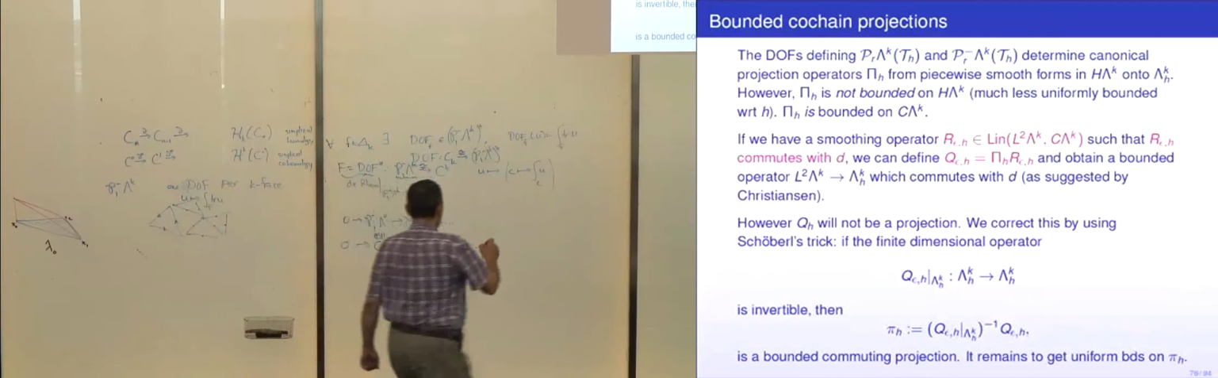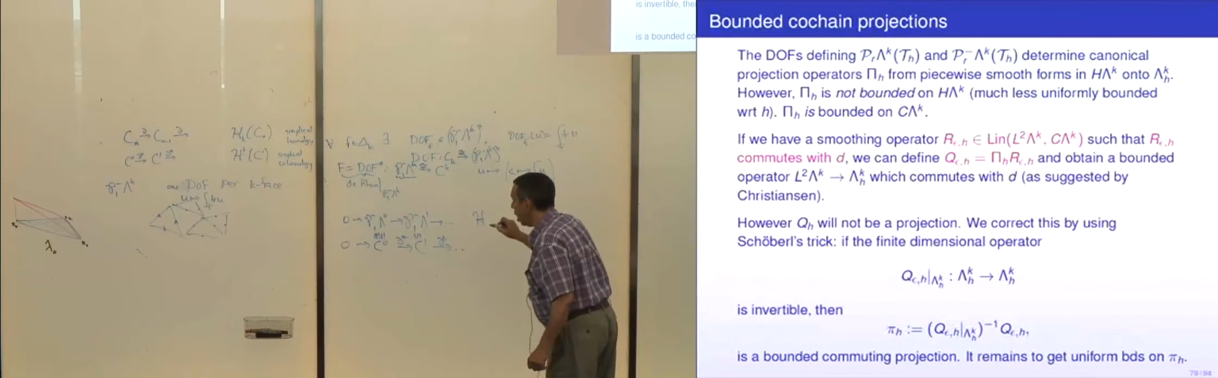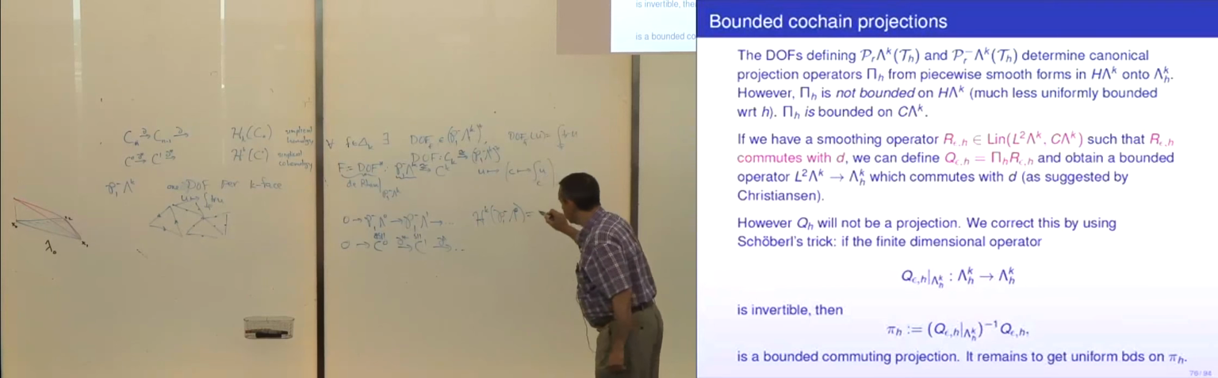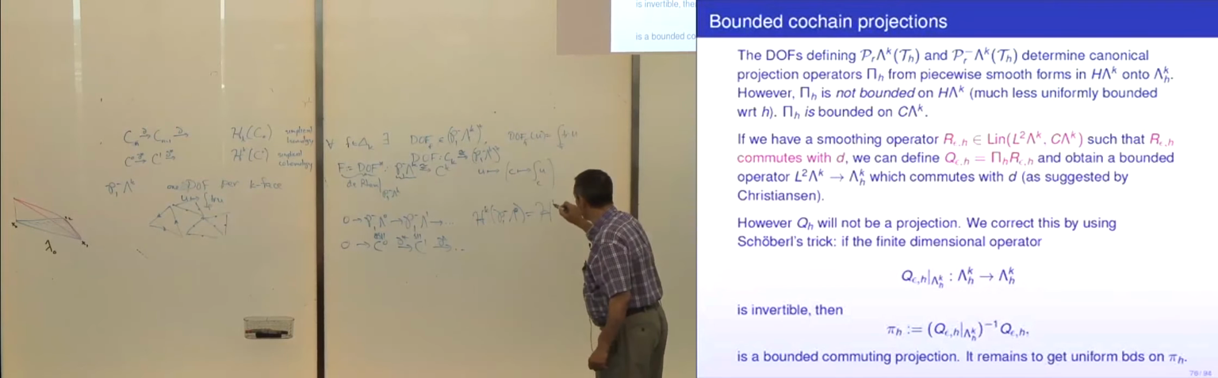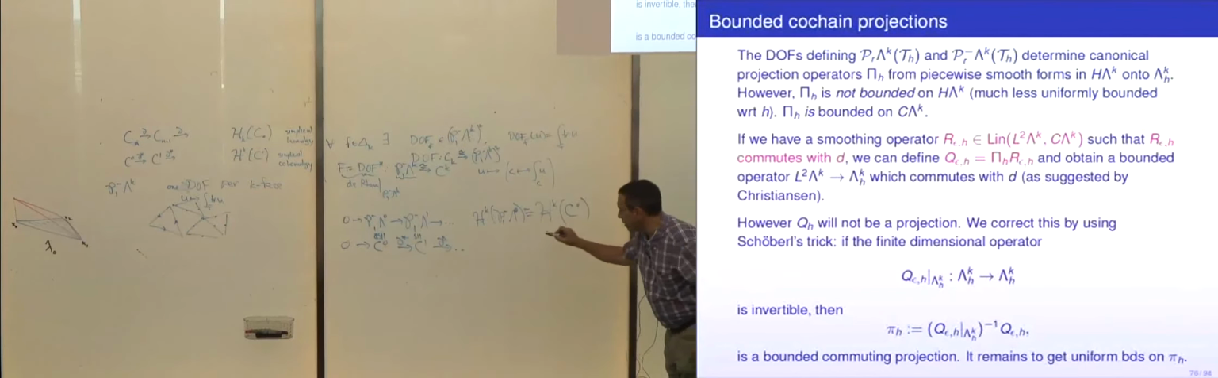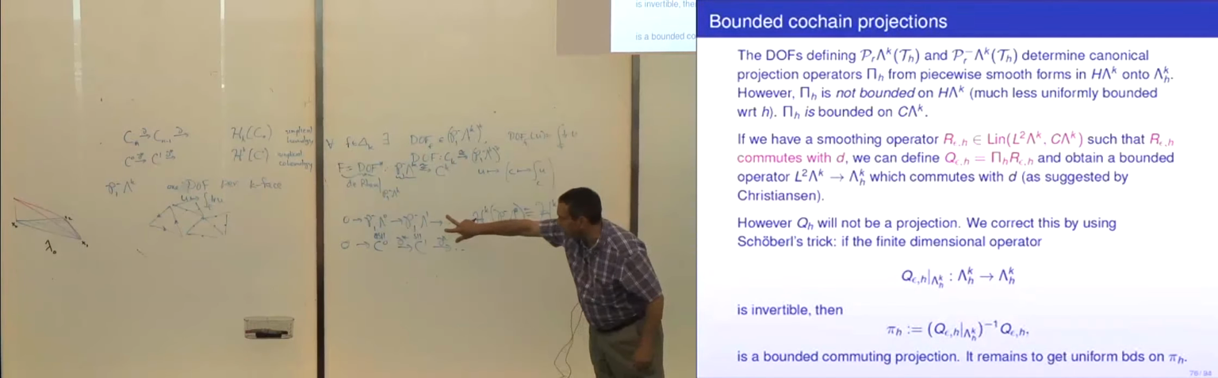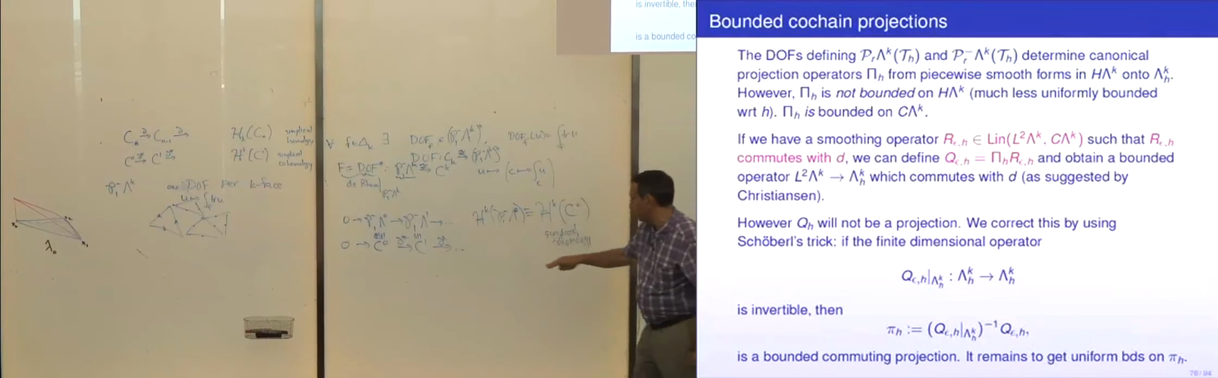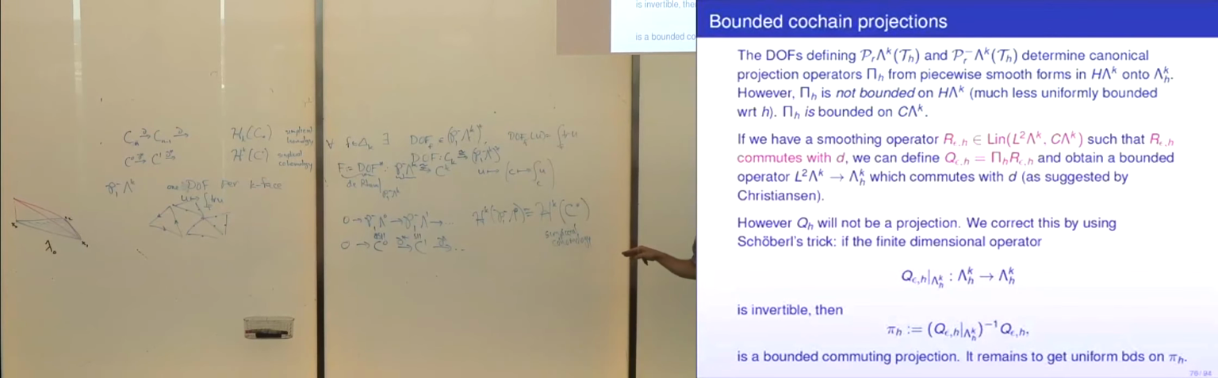So obviously, the homology of the Whitney complex is equal to the homology of the cochain complex, because the two complexes are isomorphic. But this is simplicial cohomology. So the cohomology of this finite element subcomplex, the Whitney form subcomplex, is just the simplicial cohomology.